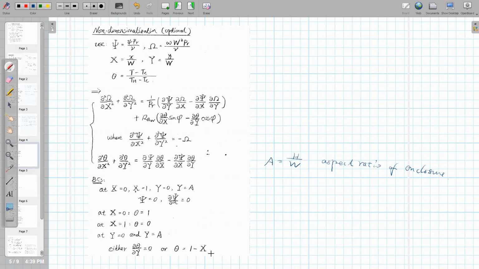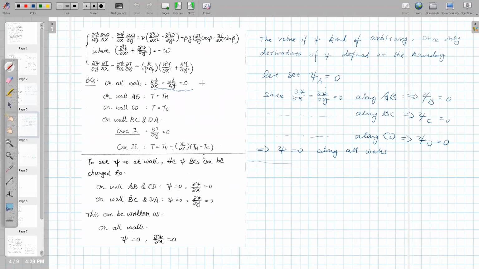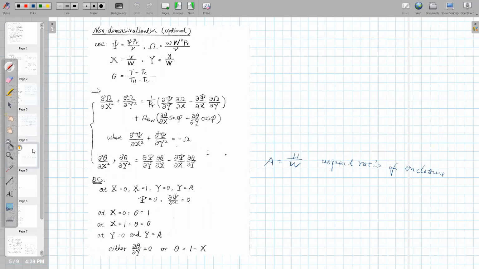As I already mentioned here, this step of non-dimensionalization is optional. If you want to write a computer code, you can either write a code to solve the dimensional form of the equation, or you can write your code to solve the non-dimensional form of the equation. Both ways are okay, but each way has some advantages and some shortcomings.